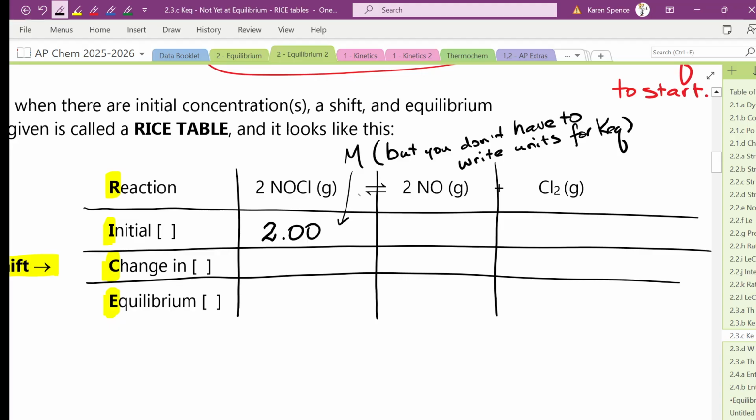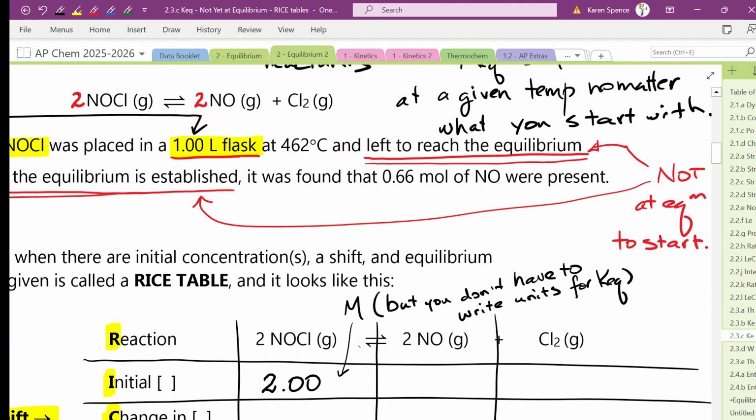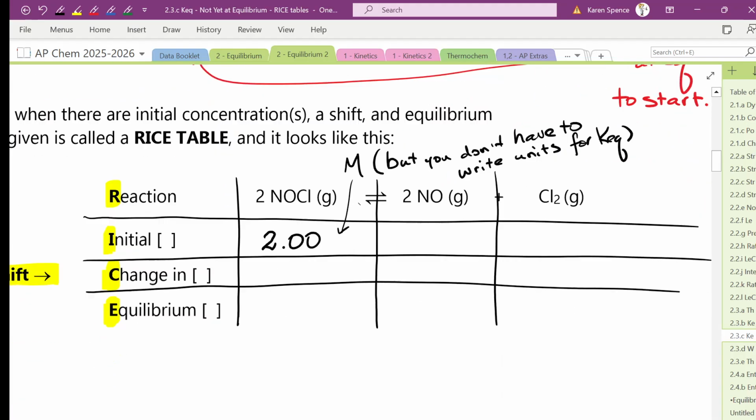Okay. Is there any other information given to us in the question? Yeah, we've got the equilibrium concentration of NO. We've got 0.66 moles, and again, that's in a 1 liter flask, and that's at equilibrium. So we're going to fill that one in. The NO is 0.66.